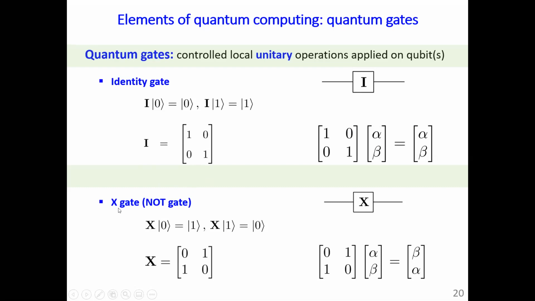We also have the X gate, which corresponds to the NOT gate in classical computation. It will just flip the basis. For example, it will flip the 0 state to the 1 state, and it will also flip the 1 state to the 0 state. In matrix representation, the matrix of the NOT gate is as follows.